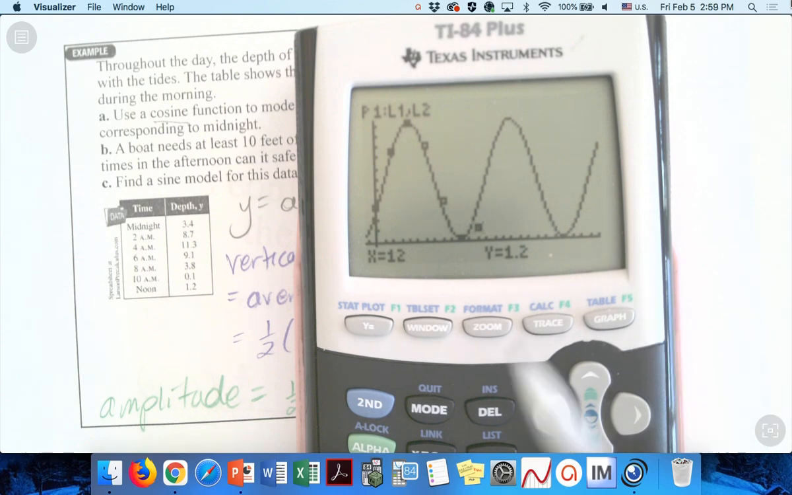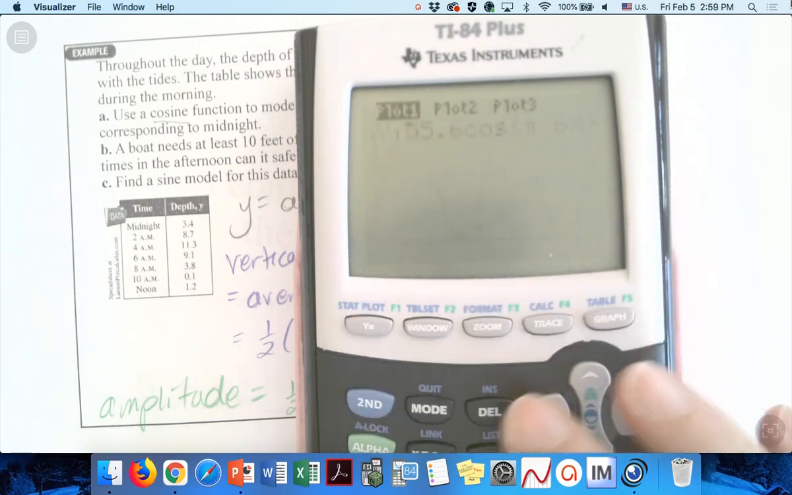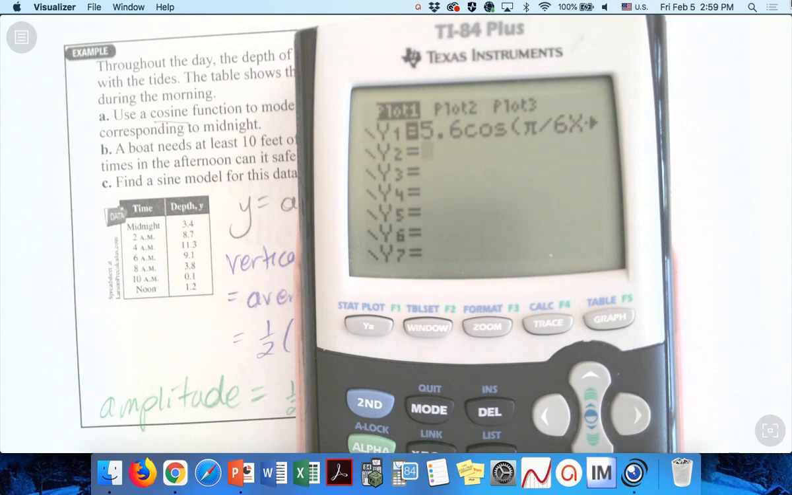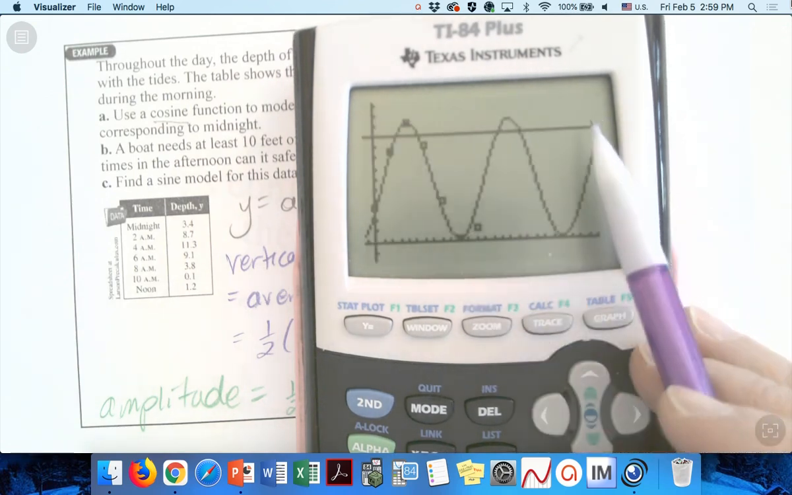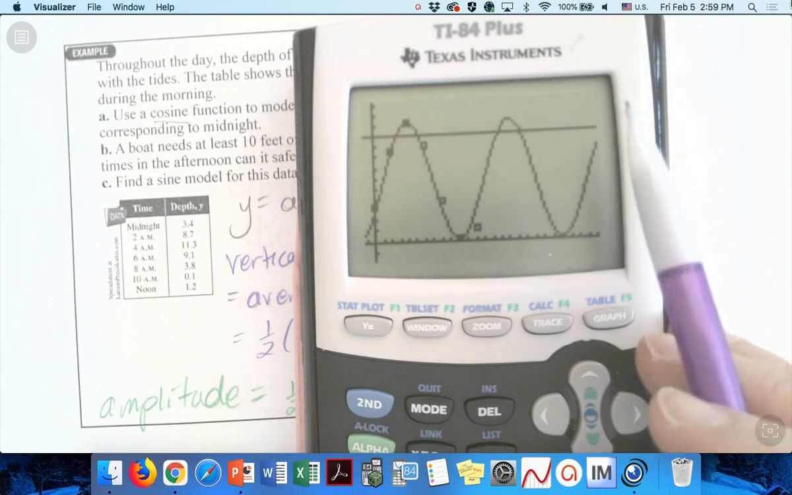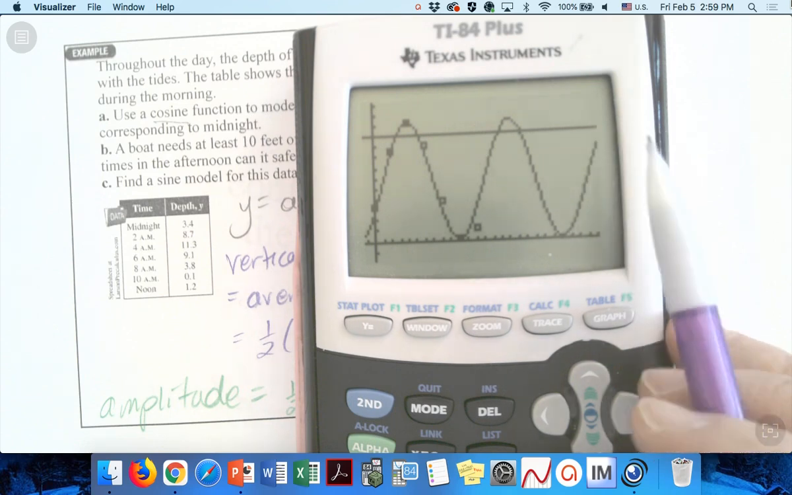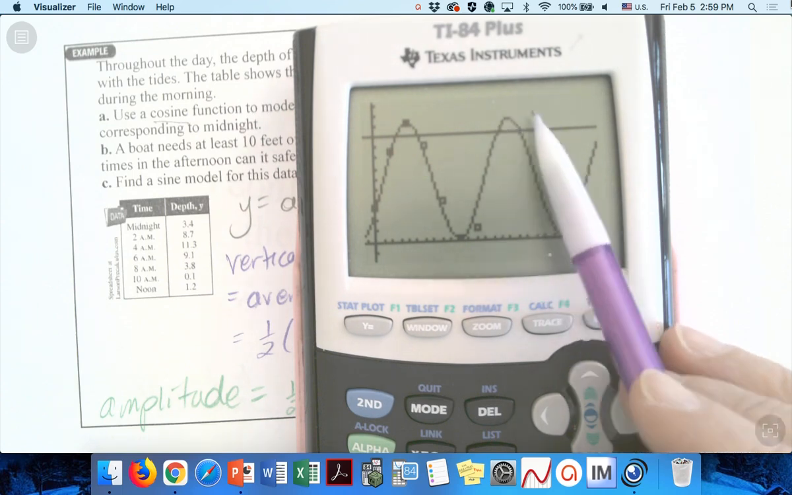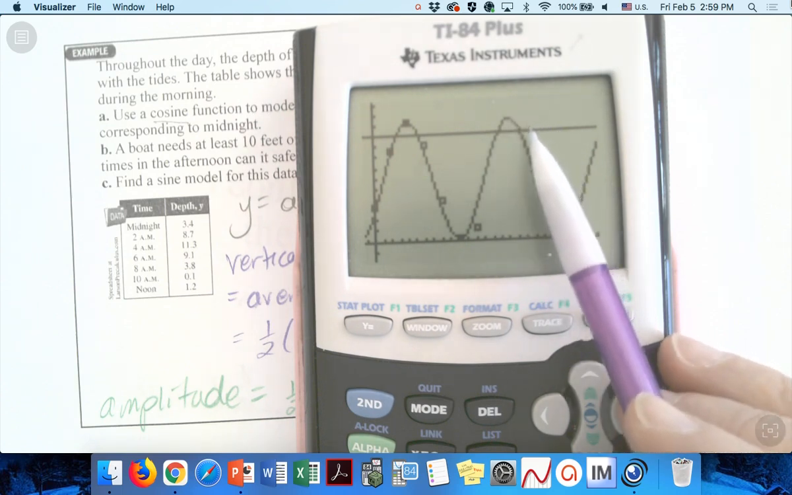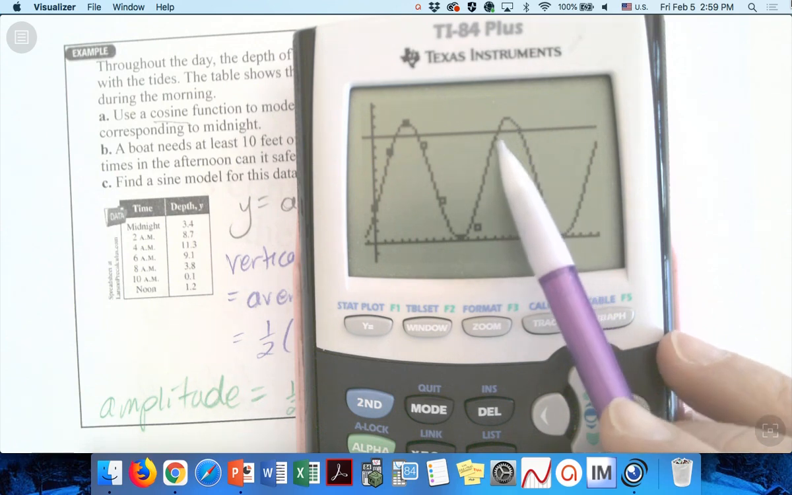Now I want to know when it's above 10, so I'm going to go back to y equals, and for y2, I'm just going to graph 10. So this horizontal line represents when the height of the water is 10 feet, and we want the range of time in the afternoon when it's above 10 feet. So we need to find the what?